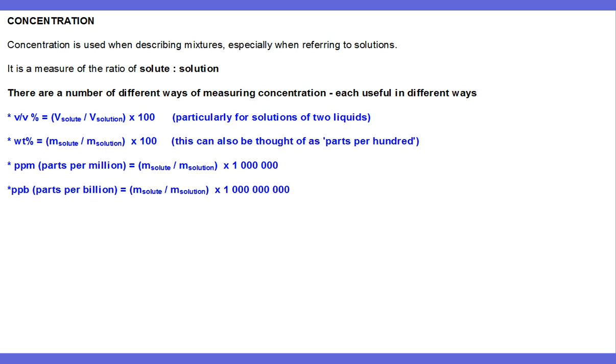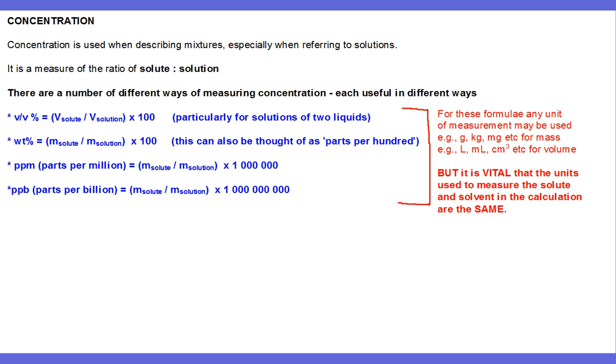But if you've got really small concentrations, you use parts per billion. Once again, it's just the mass of solute divided by the mass of solution, this time times a billion, looking at very small concentrations indeed. But for these formulas, you'll notice that you can use any particular units you like. Usually in chemistry we use grams and litres all the time, and I'd encourage you to use grams and litres all the time. But because these are ratio formulas, you can actually use any units you like.